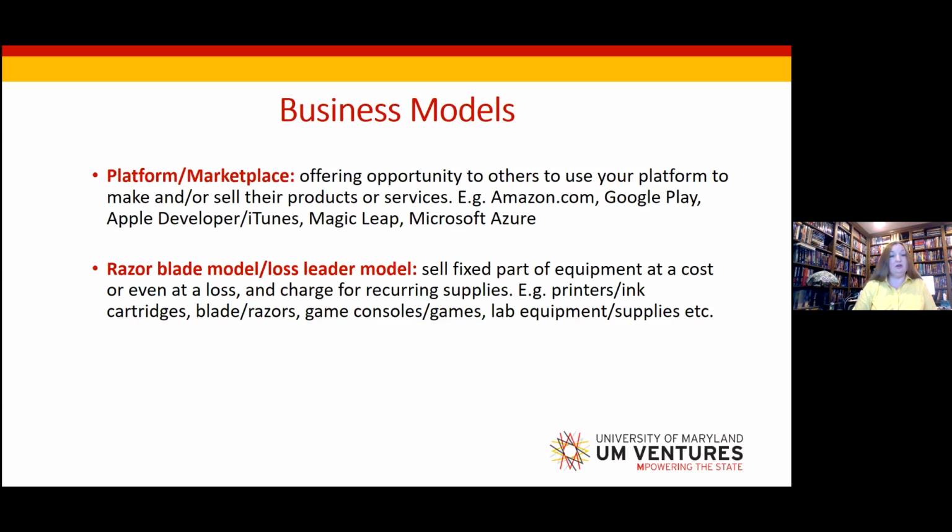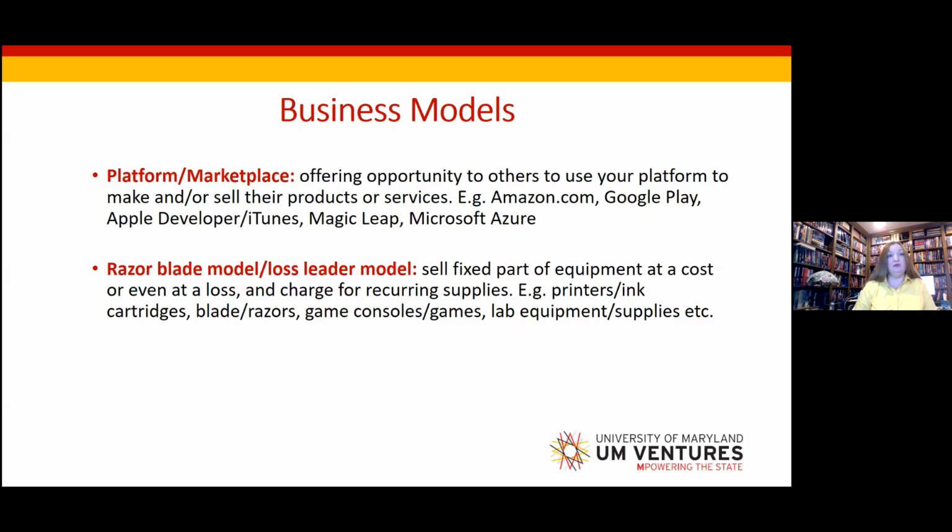Razor blade model or loss leader model is another name for this model. You sell a fixed part of the equipment at cost or even at a loss and charge for recurrent supplies. Great examples are printers and ink. So printers are usually fairly inexpensive. However, printer ink is one of the most expensive liquids in the world, as we all know.